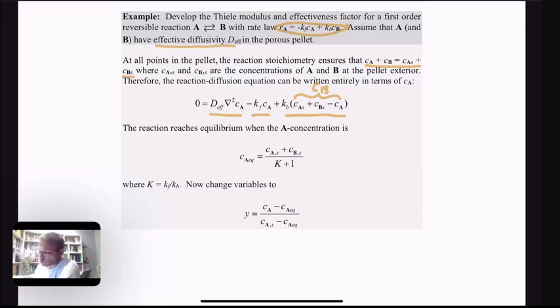So what we're going to do is change variables. In the numerator, you see the deviation from the equilibrium concentration. In the denominator, you see the deviation from equilibrium at the surface. The ratio of those two is going to be this new concentration variable, basically our dimensionless concentration variable y. Now if you put this into the reaction-diffusion equation and do the non-dimensionalization again, you get this expression. And this looks exactly like the one that we've solved before.